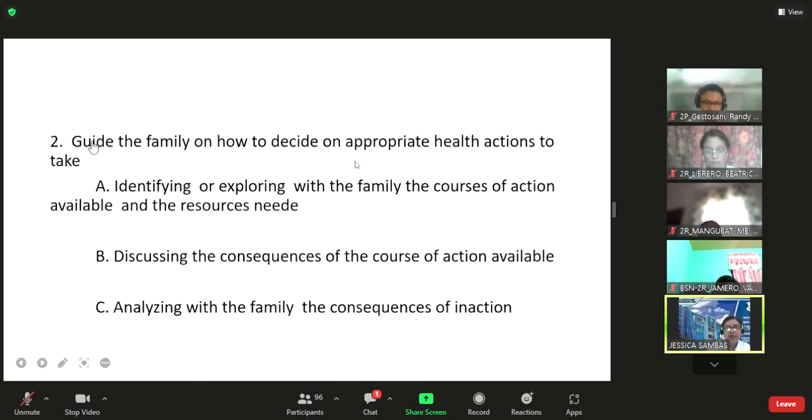Now, guide the family on how to decide on appropriate health action. Because sometimes, it's about guidance, no? The problem is decision-making. Inability to make decision on what health actions to take. So, they are confused about what to do.